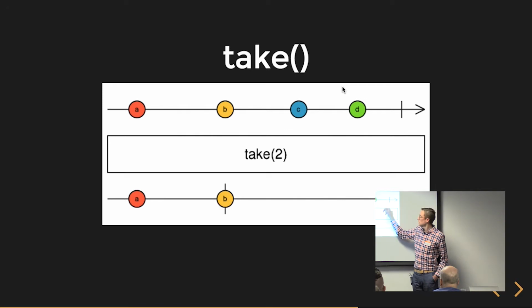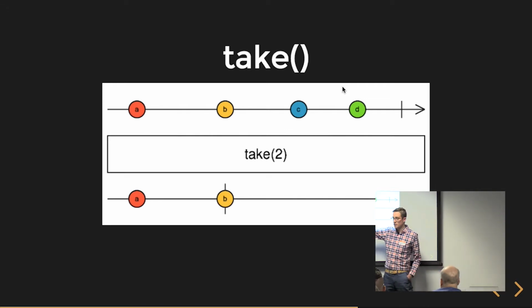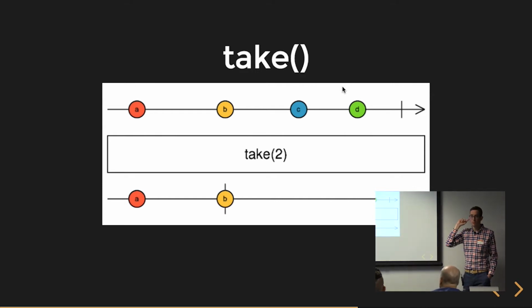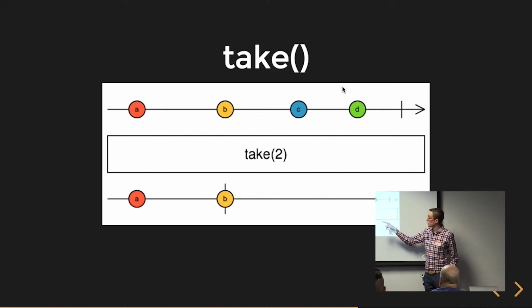So it will actually create A and B. It'll get A when A is emitted. It'll get B when B is emitted, which is 2, and then this stream is now completed. How can we get C and D? If you want to get C and D, you have to do take 4.